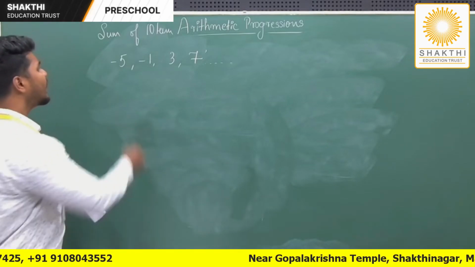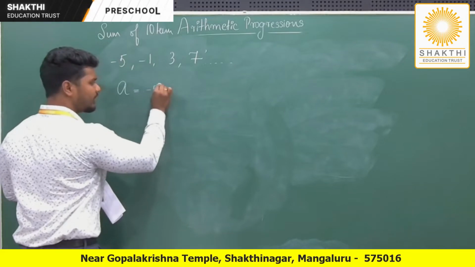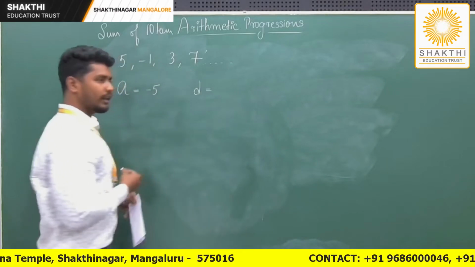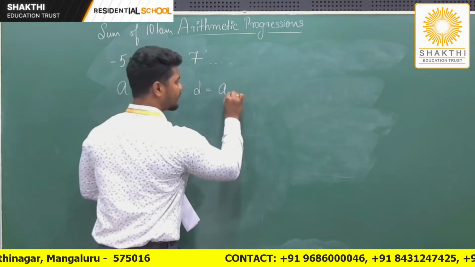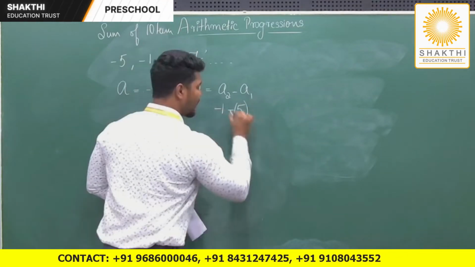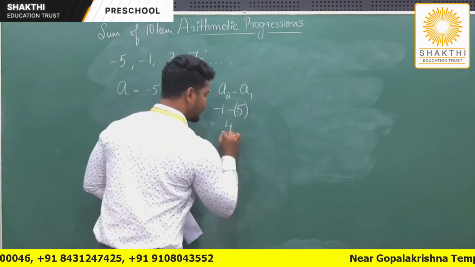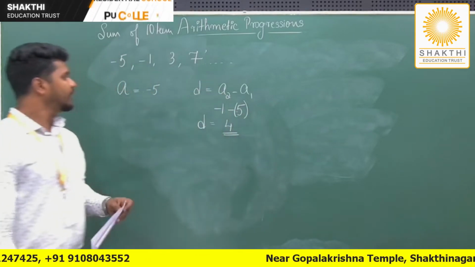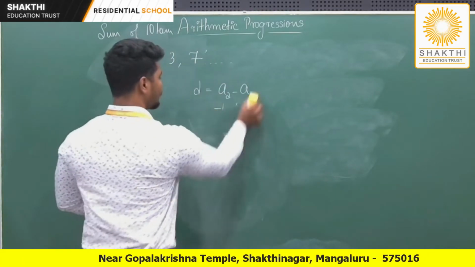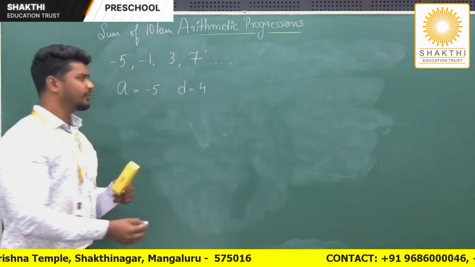Now the first term is A equal to minus 5, as we have done previously. Similarly, the common difference D is found by A2 minus A1. We know A2 and A1, so substituting, it is minus 1 minus 5, that is minus 1 plus 5, and the value is positive 4. So I know A is equal to minus 5 and D is equal to 4.